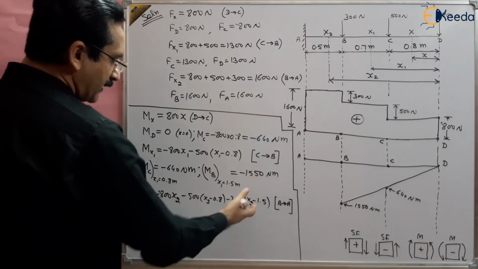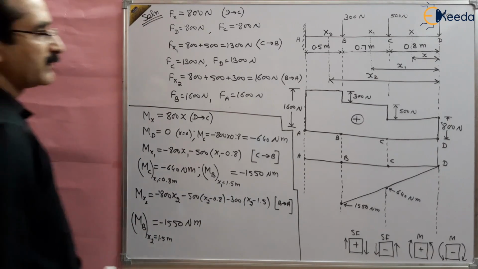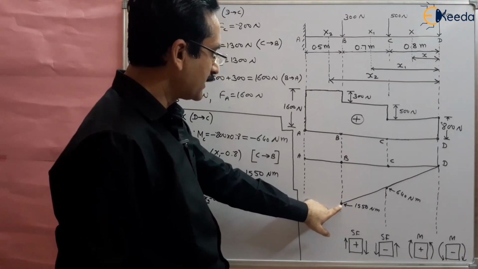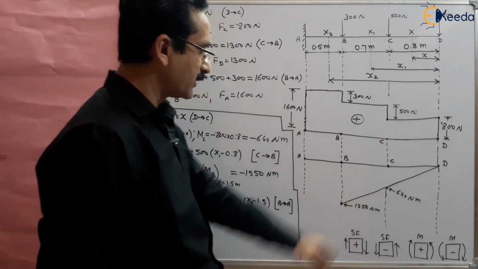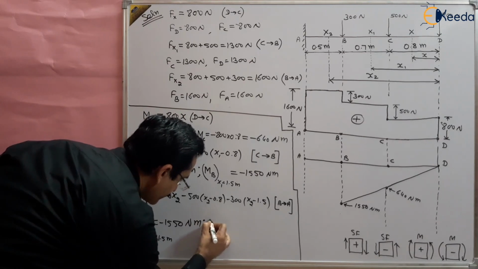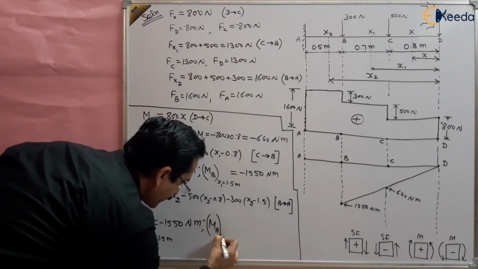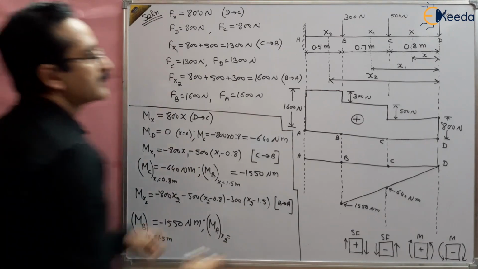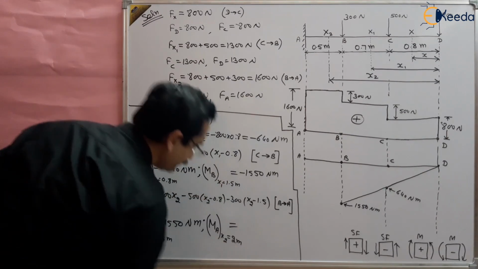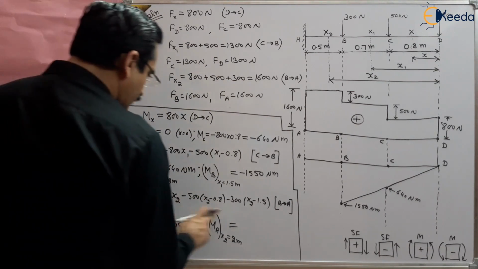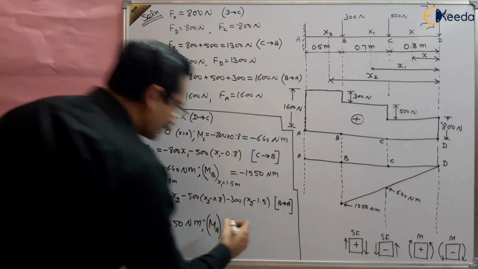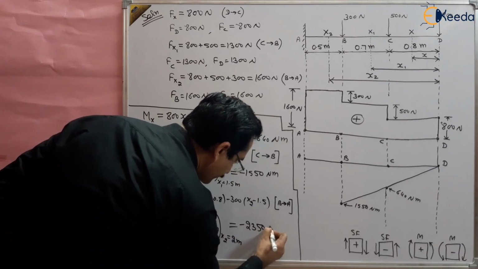Check it, put the values and you will get the same value, because there will be no change at a point where the load is applied, right? So there should not be any change in the bending moment at this point, right? So this is 1550. Next is MA at a distance x2 equal to, how much is the distance? This is 2 meter length, so the entire 2 meter length. Put the value of x2 as 2 meter here and you will get the value of MA. So what is the value of MA? 2350. So this is minus 2350 Newton meter.